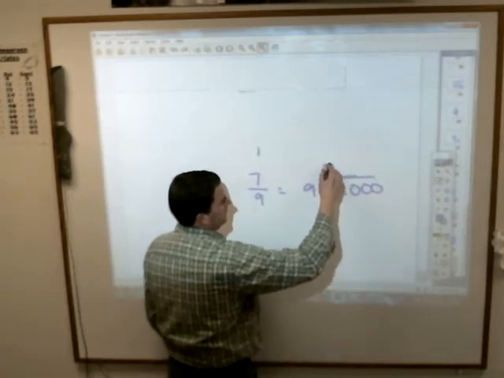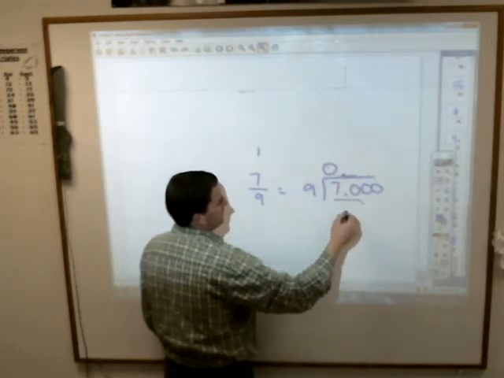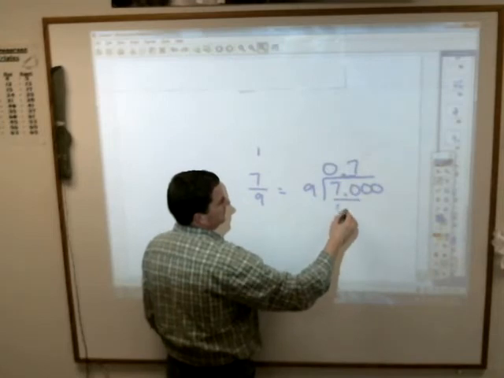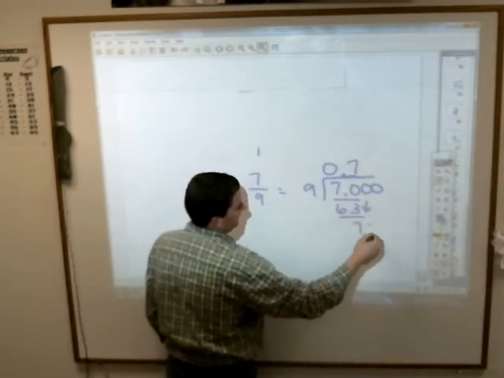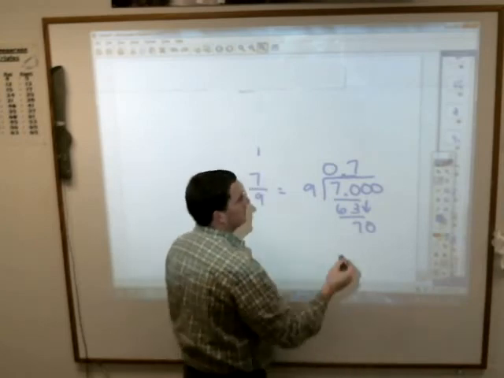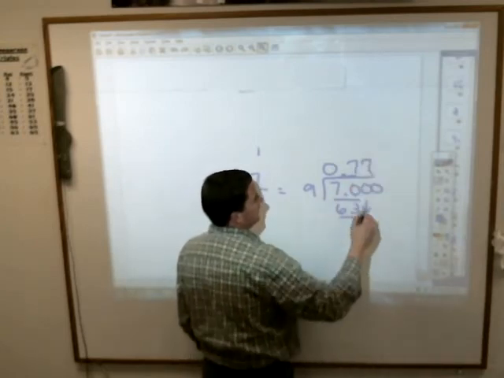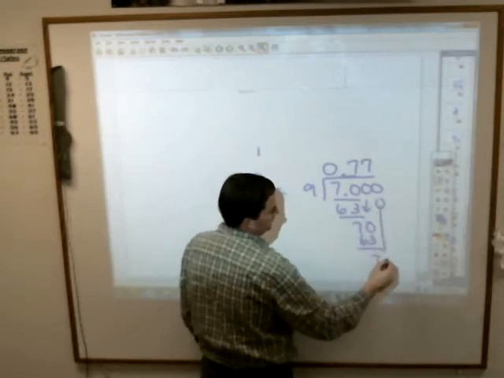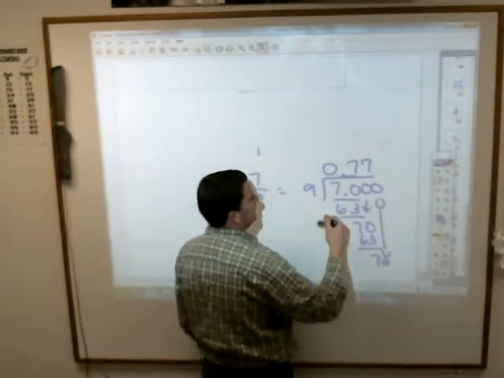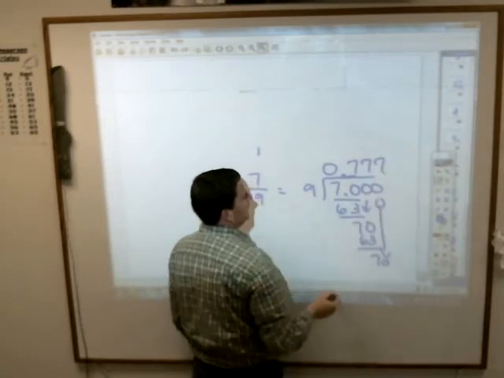9 doesn't go into 7. How many times does 9 go into 70? 7 times, which is 63. How many times does 9 go into 70 again? 7 again. It's a continuum.